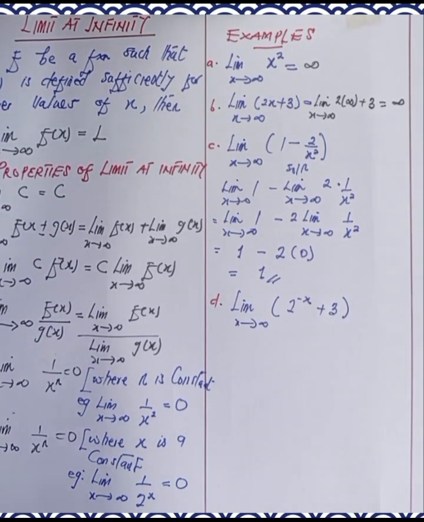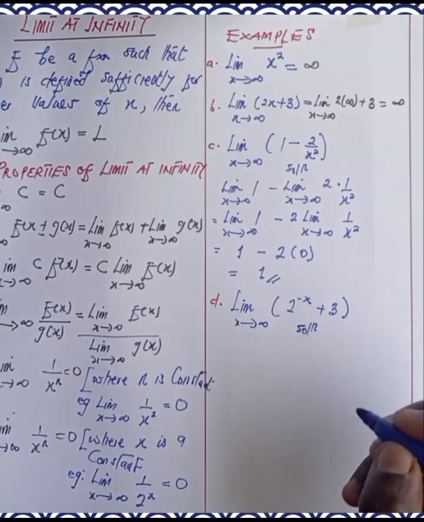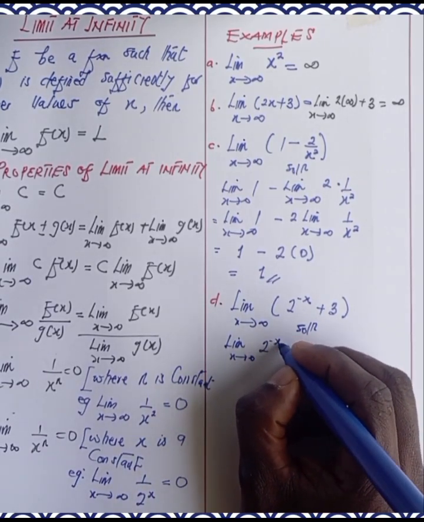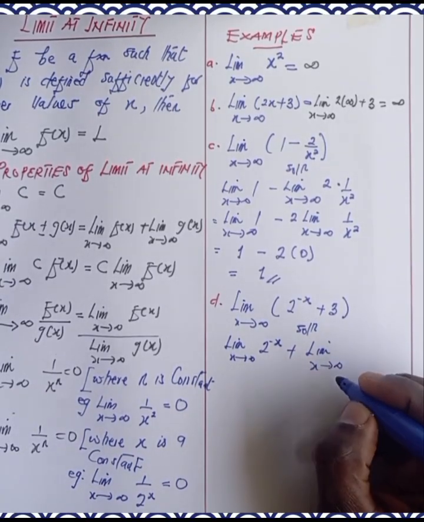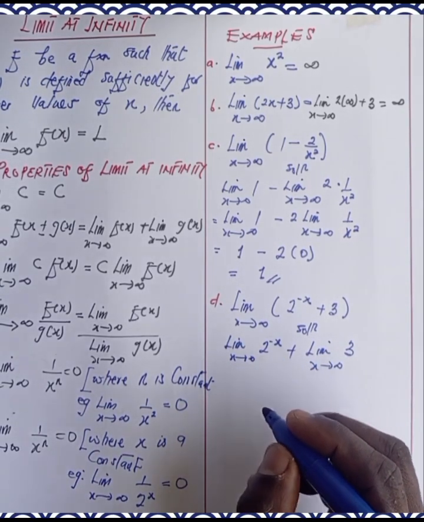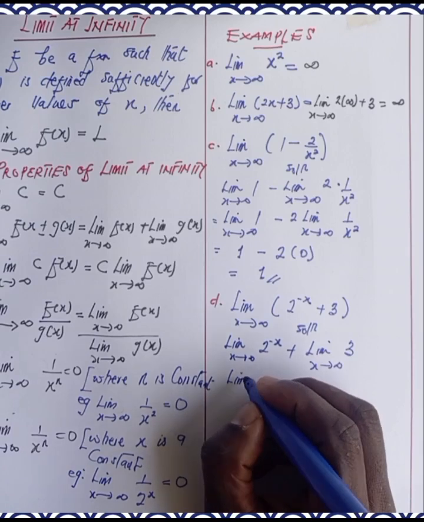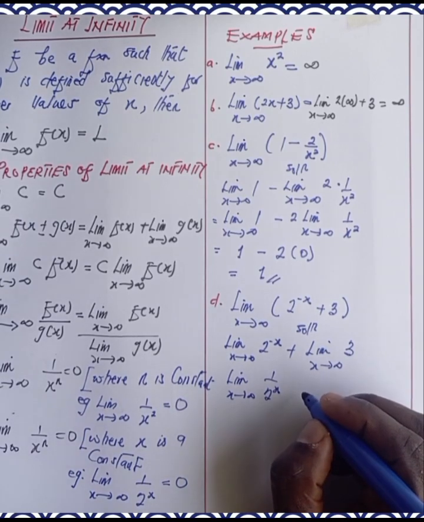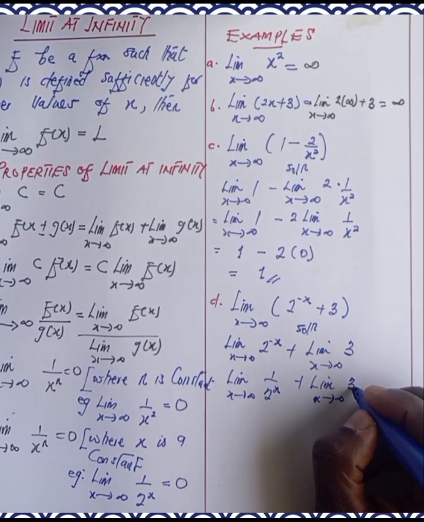Let's take the next example. We have to find the limit of this function as x approaches infinity. So applying the limit, we are going to get the limit as x approaches infinity of 2 exponent negative x plus the limit as x approaches infinity of 3. Now remember, we can write this in fraction form because this is an exponential function. So you can get 1 over 2 exponent x plus the limit as x approaches infinity of 3.